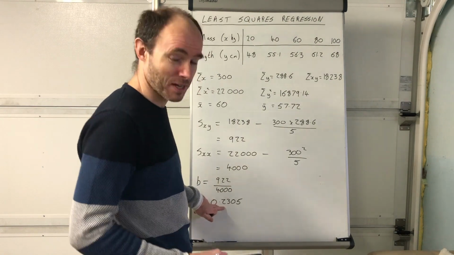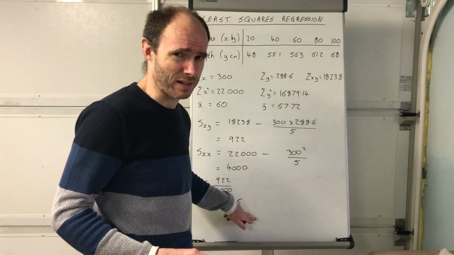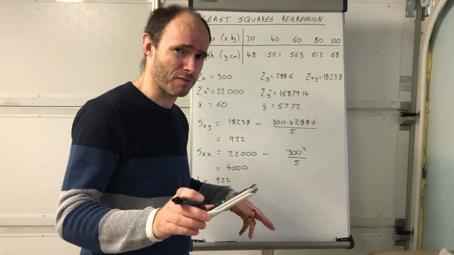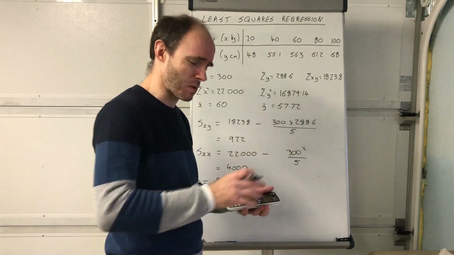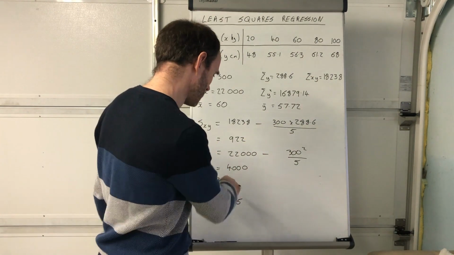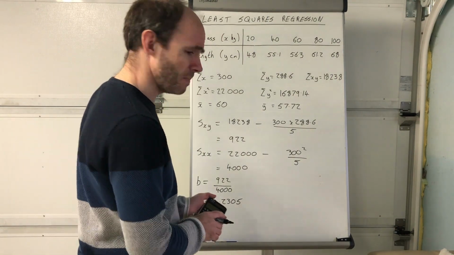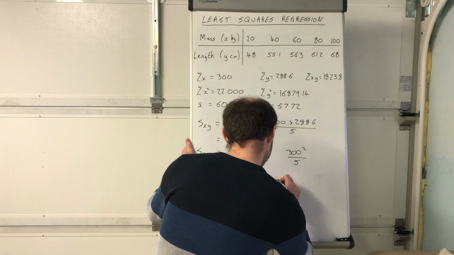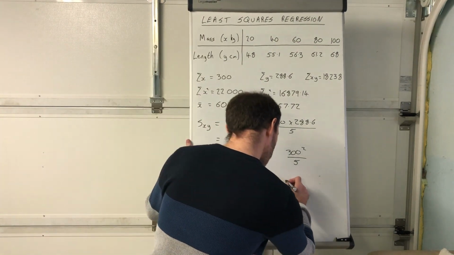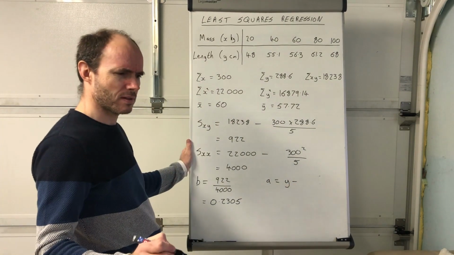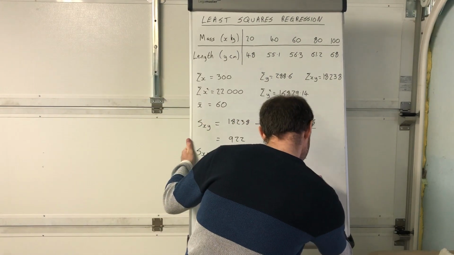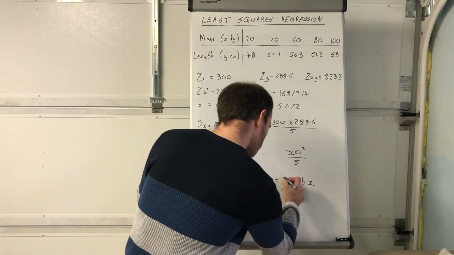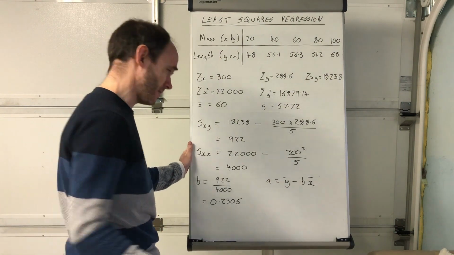But sometimes decimals, if it's an exact decimal, I'd write it in. That is exact, 0.2305. If it was an awkward decimal with so many decimal digits, I wouldn't bother, I'd just use the fraction. So that's what B is. Now remember how to work out what A is? You've got A is equal to, so you rearrange the equation, y bar minus B x bar, and then you just put in x bar and y bar.